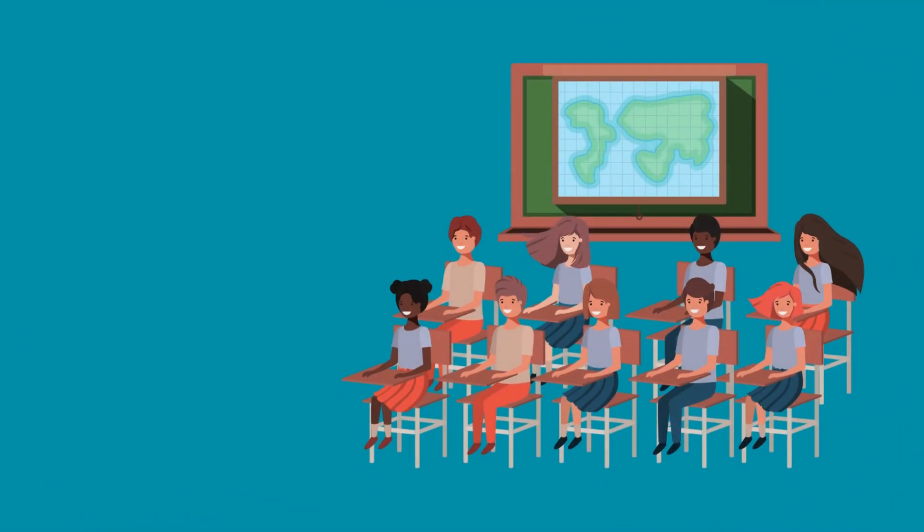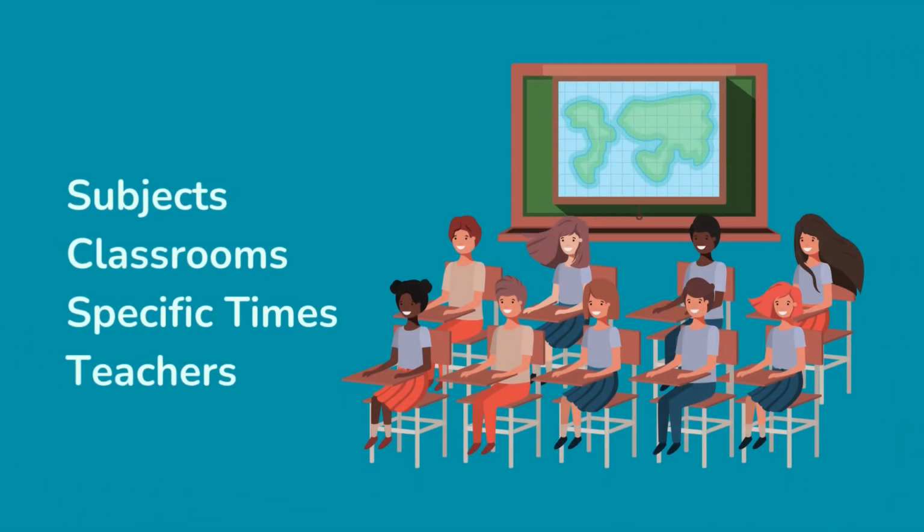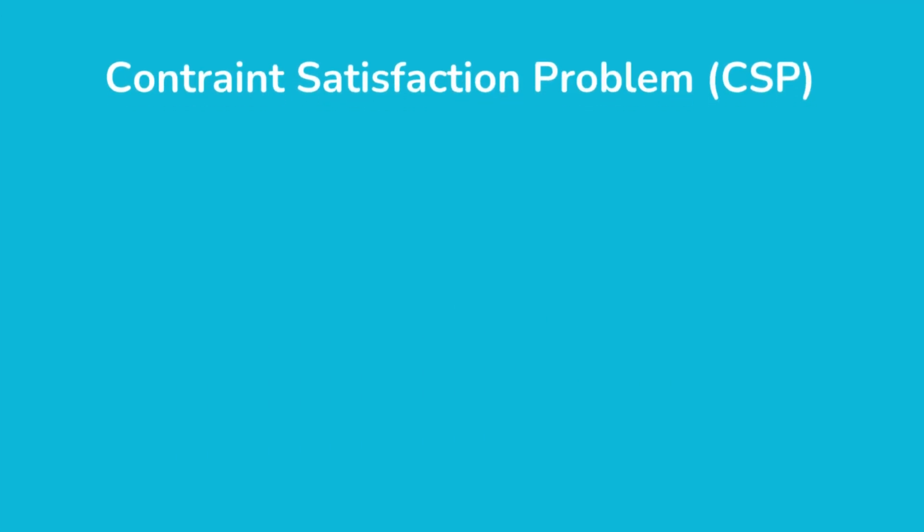Imagine you're trying to schedule classes for a school. You have a list of subjects, a set of classrooms, specific times, and different teachers who can only teach certain subjects at certain times. The goal is to assign each subject to a time slot and a classroom without breaking any rules. This kind of problem is what we call a constraint satisfaction problem, or CSP for short.